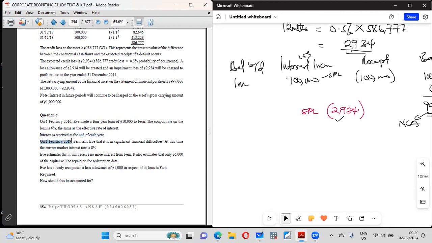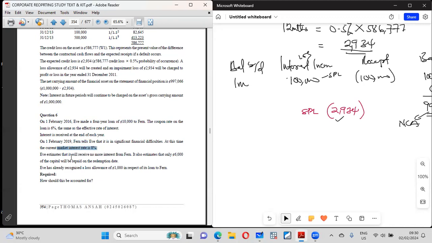On this date, which is 3 years later, Fen tells Eve that it is in significant financial difficulty. So this one is credit impaired, so be careful. At this time, the current market rate is 8%. You see, you had a 6% effective rate, now it is 8%.